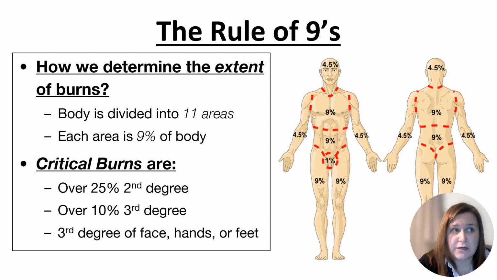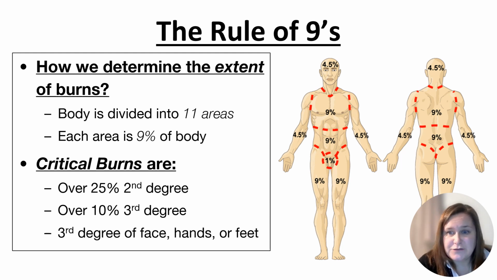So if you were asked a question about assessment and triage and which patient you would bring in first, you would always bring in that third degree burn and then the second degree and then the first degree because they're less severe. So how do we determine the extent of burns?